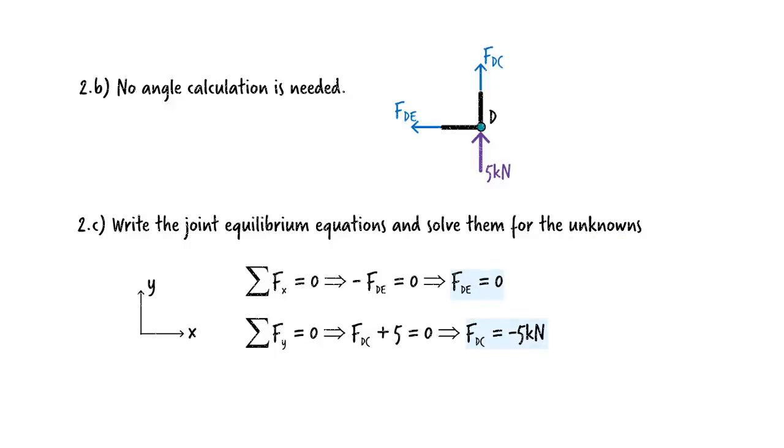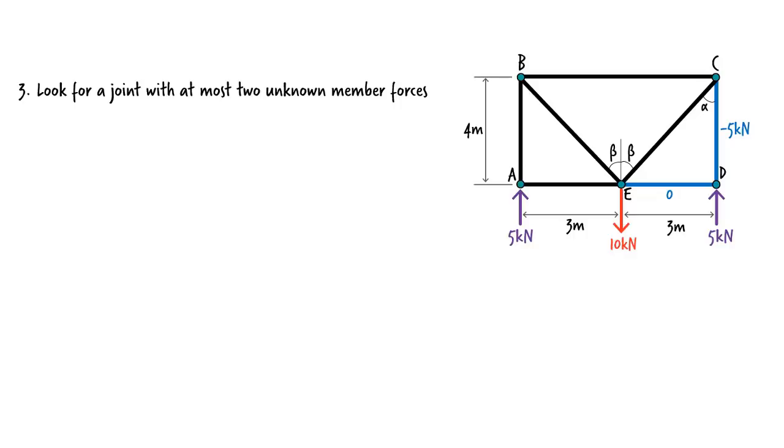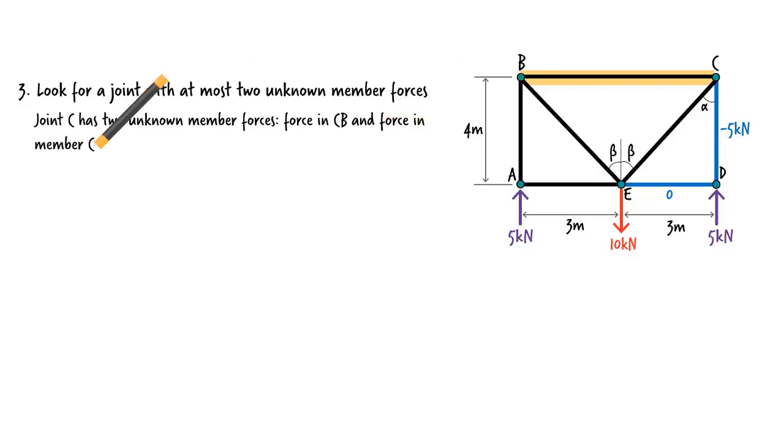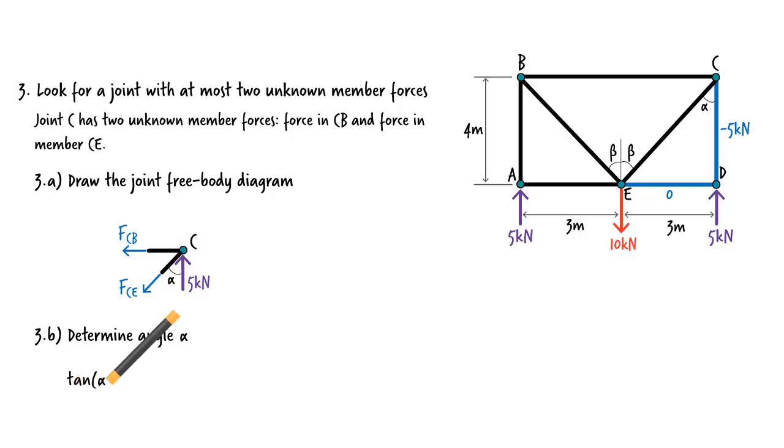We have a few more member forces to determine. Let's look for another joint with at most 2 unknown forces. At joint C, we have only 2 unknowns, the force in member CB and the force in member CE. Here is the free body diagram for the joint. Angle alpha is 36.87 degrees.